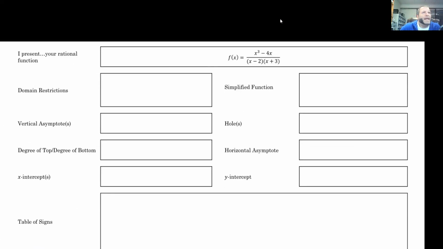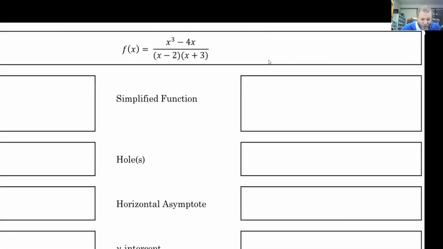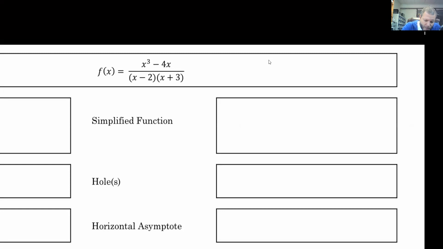There are times where I may not give it fully factored. There are times where you may have to do a little bit of work. So in this one, I kind of do a little bit of both. All right, so the first thing we'd want to do is see whether we can simplify this by factoring.